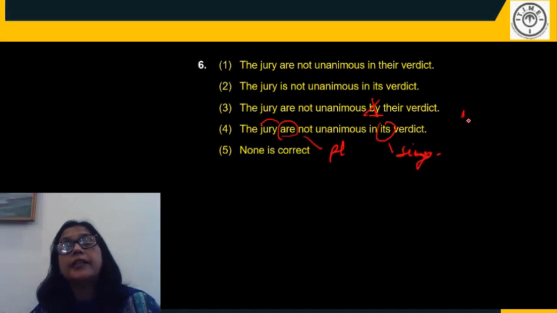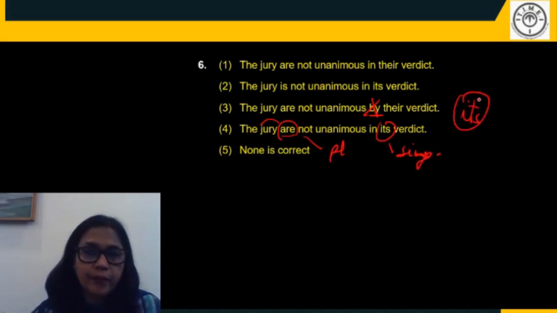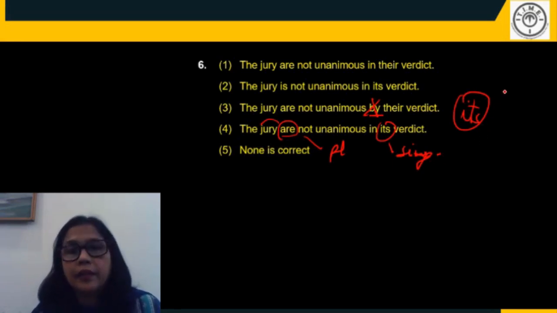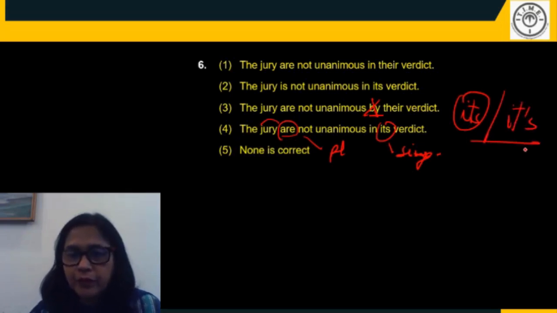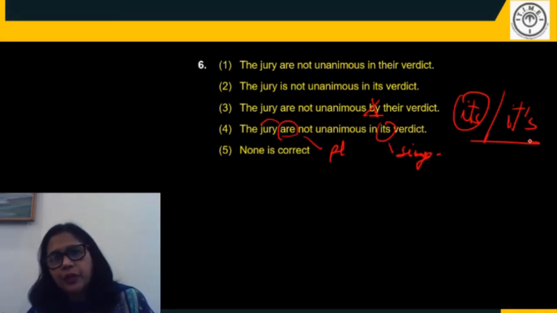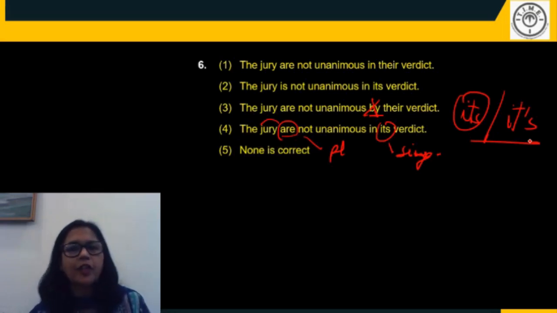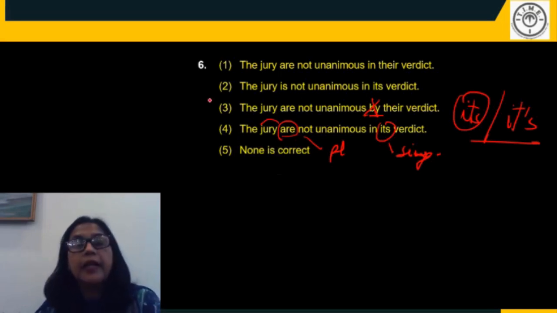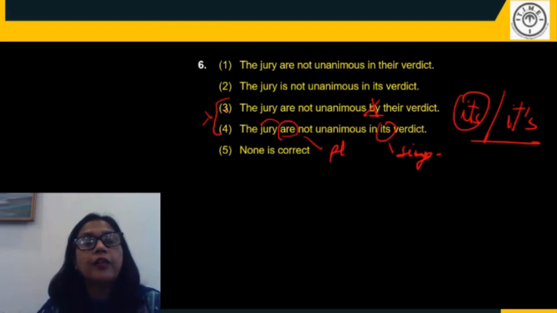ITS is a possessive pronoun. Remember that it is different from IT apostrophe S. This is just to bring to your attention that it's a very common error. ITS and IT apostrophe S are completely different just because they are pronounced the same. Do not get confused between the two. Okay, that apart, these two are ruled out, and now we have these two.